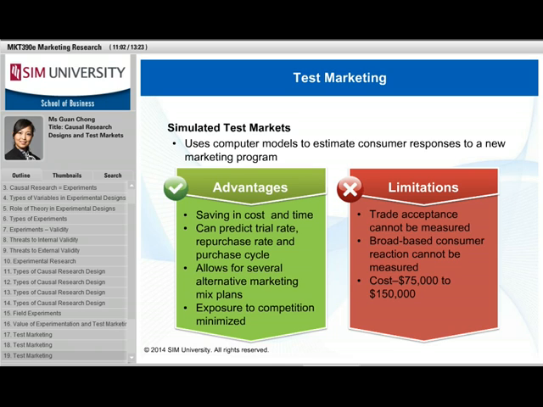Simulated test markets use computer models to estimate consumer responses to a new marketing program. The advantages include saving in cost and time, can predict trial rate, repurchase rate, and purchase cycle, allowing for several alternative marketing mix plans, and exposure to competition minimized. While the limitations include trade acceptance might not be measured, and broad-based consumer reaction cannot be measured.